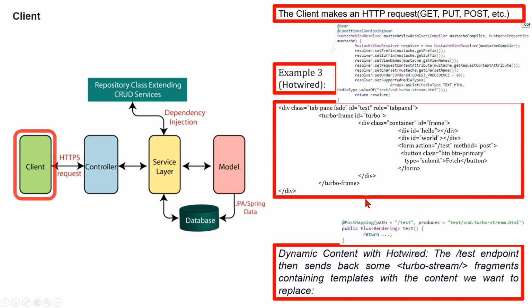To serve the custom content type, we need a custom view resolver. Here is a copy of the one defined automatically by Spring Boot, but with an additional supported media type. There is an open feature request to allow this to be done via application.properties. The result of clicking the fetch button should be to render hello and world as before.